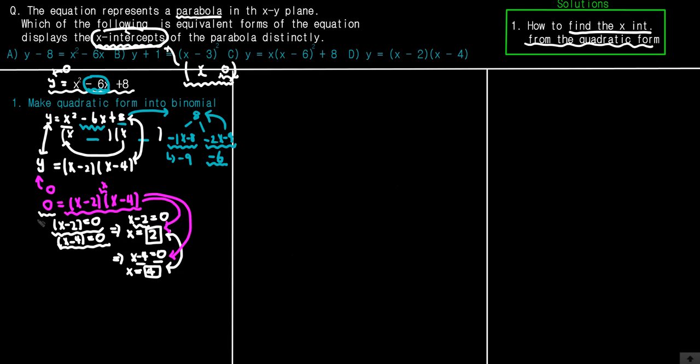So let's think about this 0 as y, because 0 is just the numbers that came out as our output. So basically our format is y is equal to x minus 2 times x minus 4. And let's look for our answer. Let's think about the case for D first. If you look at D, y is equal to x minus 2 times x minus 4, and it is clearly our answer, which is exactly the same as this.